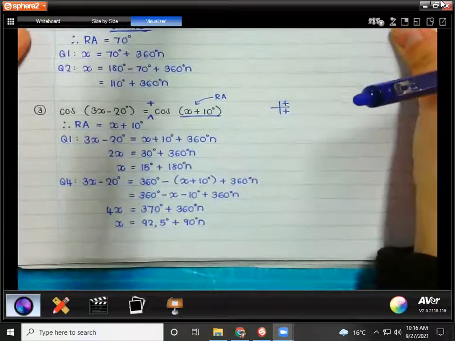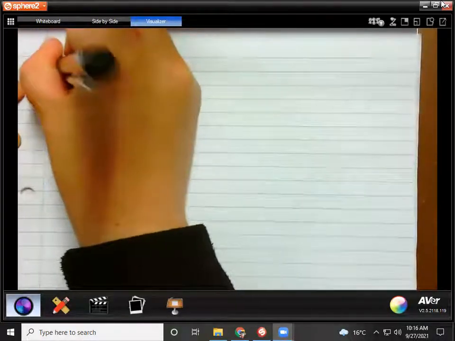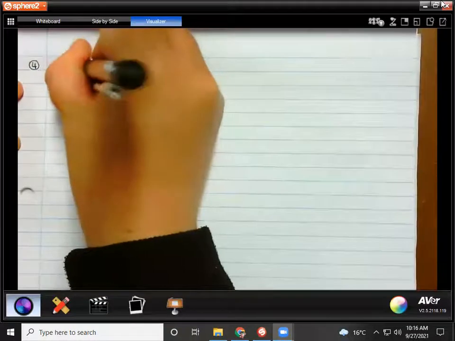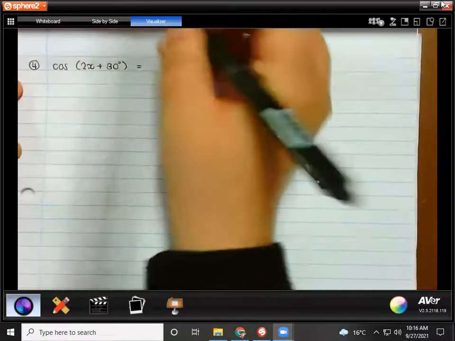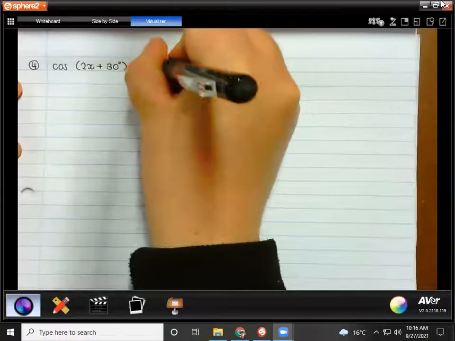Okay, can I turn the page? All right, number 4. Cos 2x plus 30 is equal to sine x.